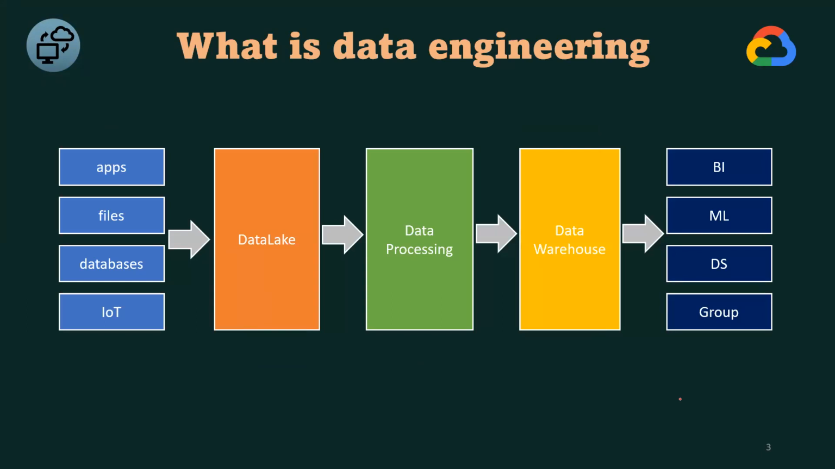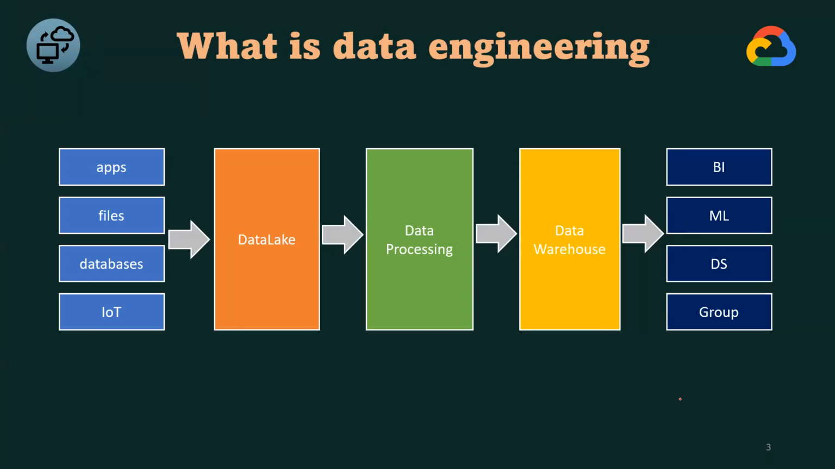Data engineering is getting the data from multiple data sources, storing it in a single platform, and processing the data so that we can make it into a usable format, and storing the data into warehouses. Our downstream people are BI, ML, DS, and data business groups.